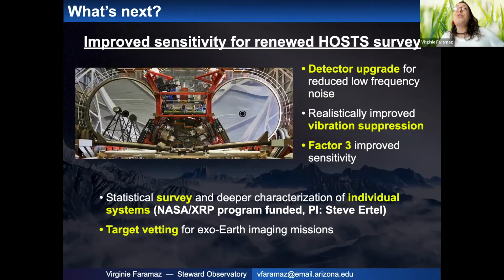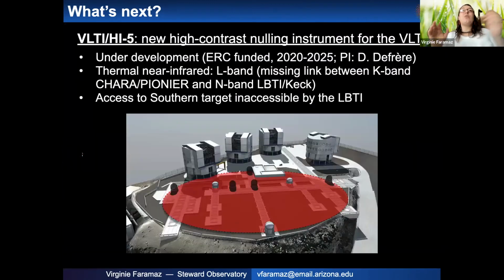We're going to renew the whole survey, upgrade our detector, change our camera, and we're expecting at least a factor of 3 improvement in sensitivity. We're funded by NASA through an XRP program, and we're going to go deeper and characterize individual systems. Also, I would like to highlight that Denis Defrère is developing an instrument for the VLTI, which is going to give us access to the southern hemisphere, and in particular, it's going to work at 5 microns. So it's going to link the mid-infrared we're seeing with LBTI and the near-infrared we're seeing with VLTI at 2 microns, so we can link the hot and the warm dust.